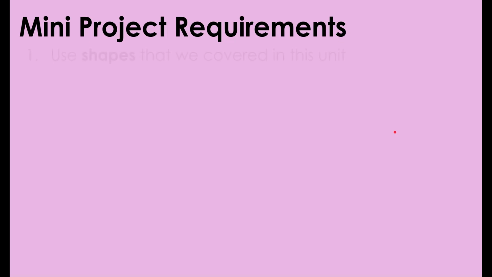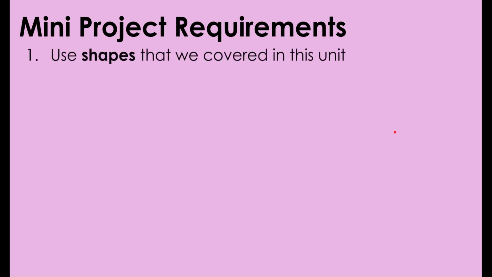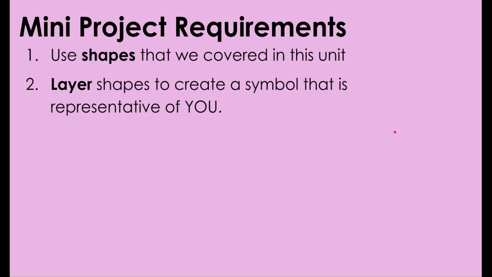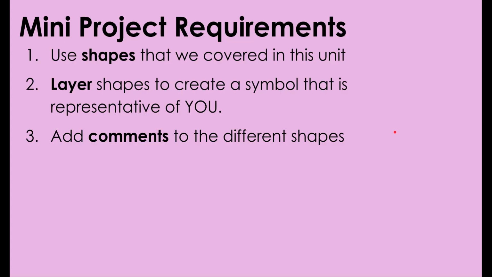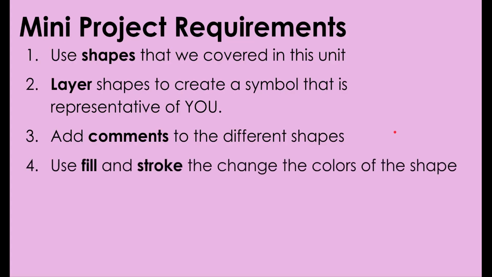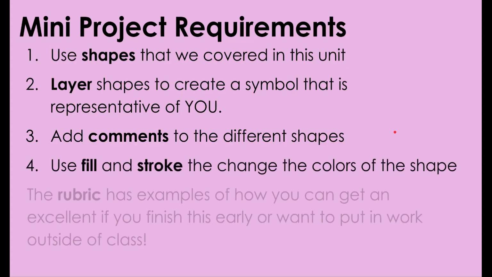So you're going to make a project using shapes we've covered this unit. You're going to layer the shapes to create a symbol that is representative of you. You're going to add comments to the different shapes, and you're going to use fill and stroke to change the colors of the shapes.